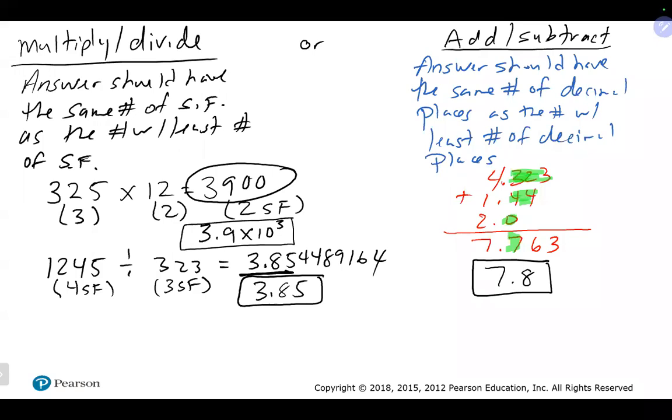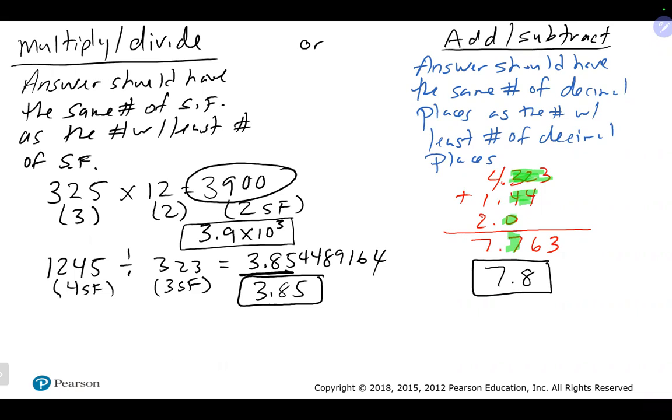7.8 has 1 decimal place, but how many significant figures does it have? It does have 2, and that's important because if you take that 7.8 and continue on with another calculation, you might need to look at sig figs, right? If you multiply or divide. So it's important to keep those things straight.